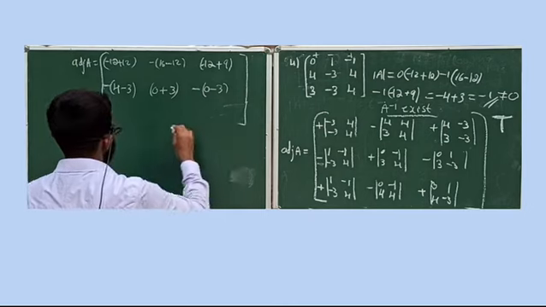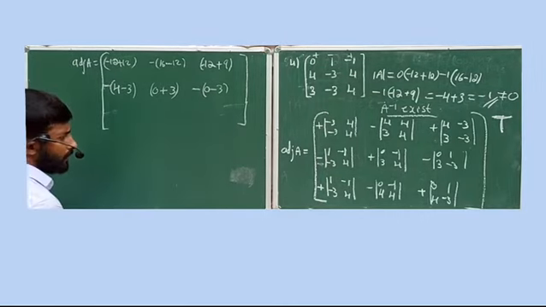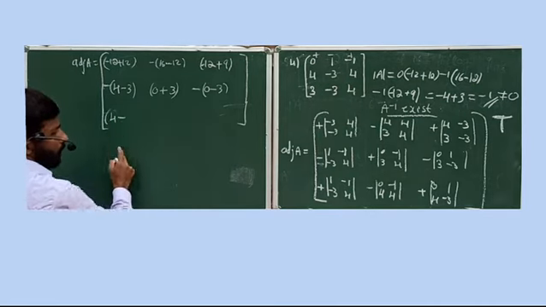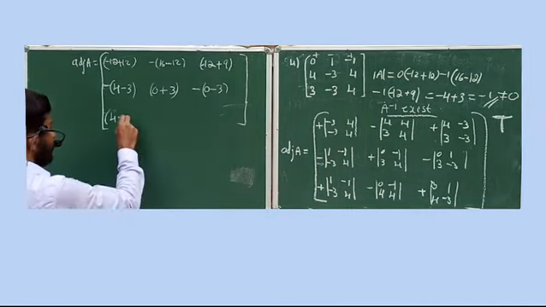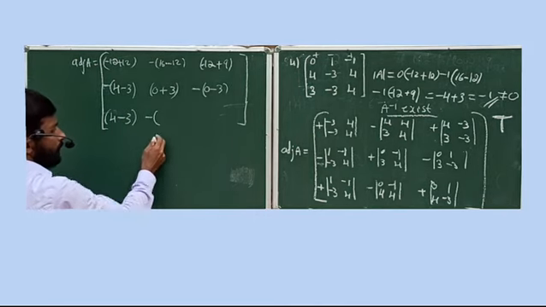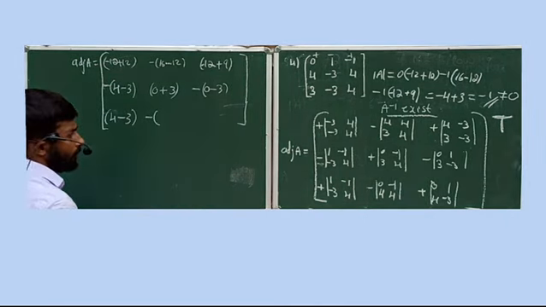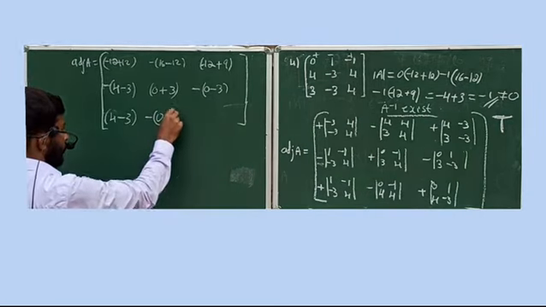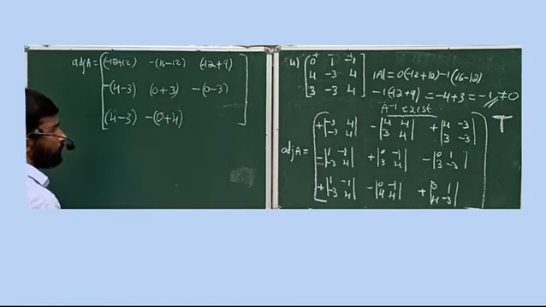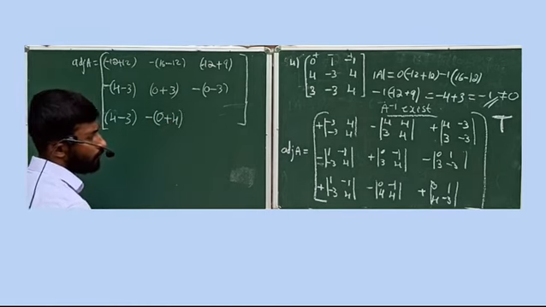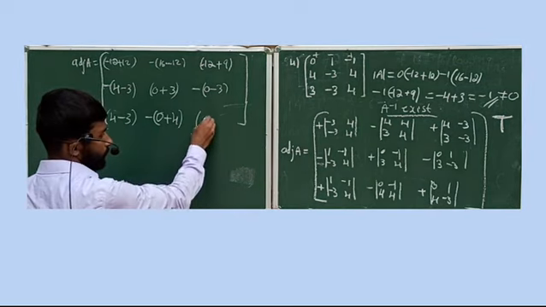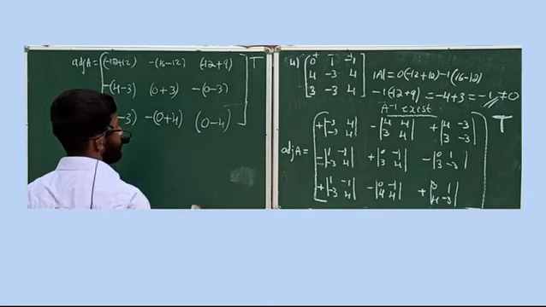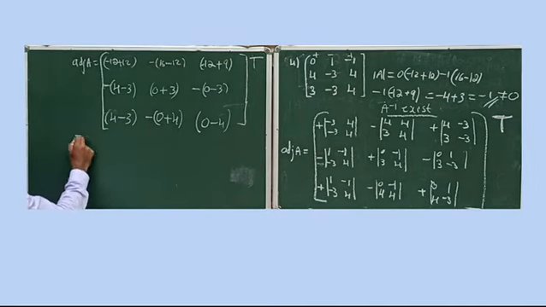Okay, then see third row entries, plus outside 4 into 1 is 4, minus, this is by formula, minus 3 into minus 1 is plus 3. Then minus sign outside, 4 into 0 is 0, 4 into minus 1 is minus 4, but 1 minus in formula, so you will get plus 4. Then minus 3 into 0, it's equal to 0, 4 into minus 1 is minus 4, you need to take transpose.